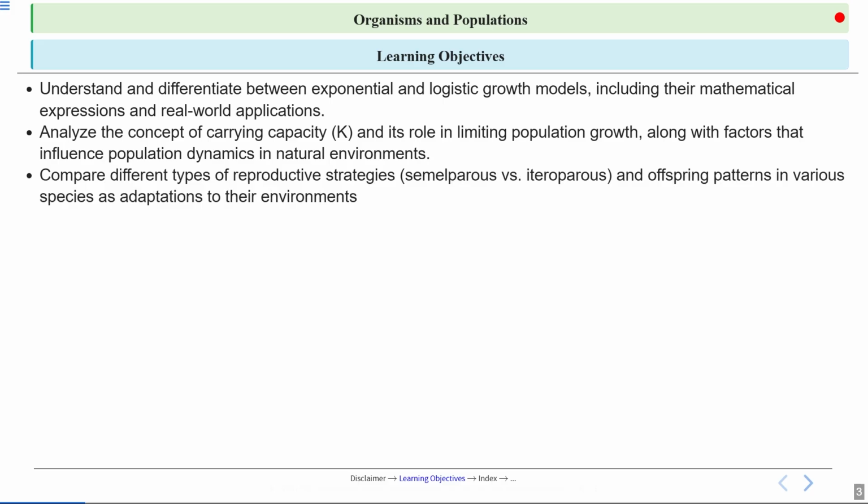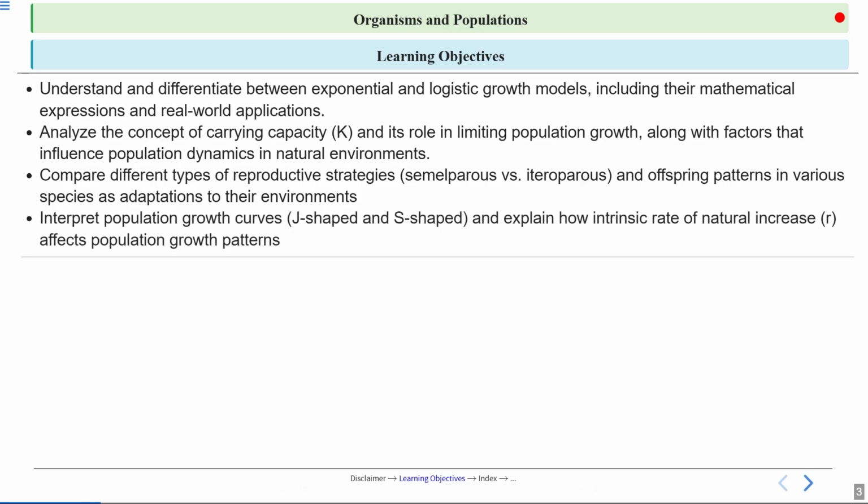We'll also compare reproductive strategies. Some species are semelparous and some are iteroparous, so we'll understand these terms. These strategies are adaptations to environmental conditions, so we'll talk about these two reproductive strategies as well.